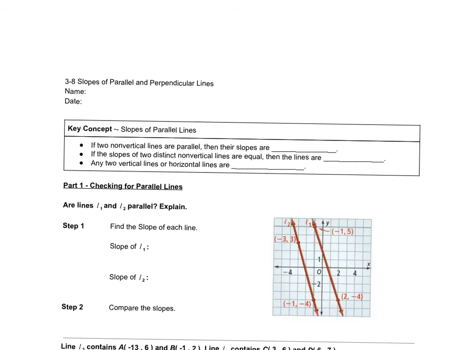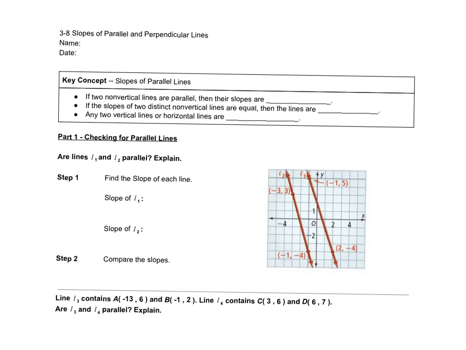All right, good morning. Lesson 3.8, slopes of parallel and perpendicular lines. Last lesson we learned how to find a slope on an XY coordinate plane with two ordered pairs. Here we're going to be given two lines and we are going to be able to tell if they are perpendicular or if they are parallel.